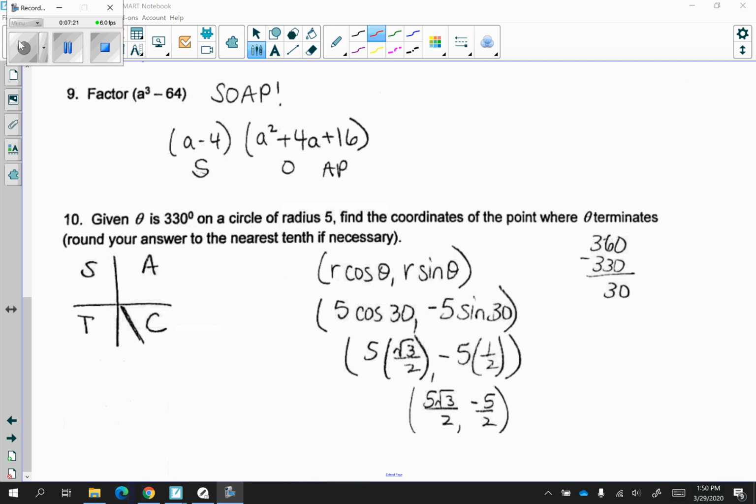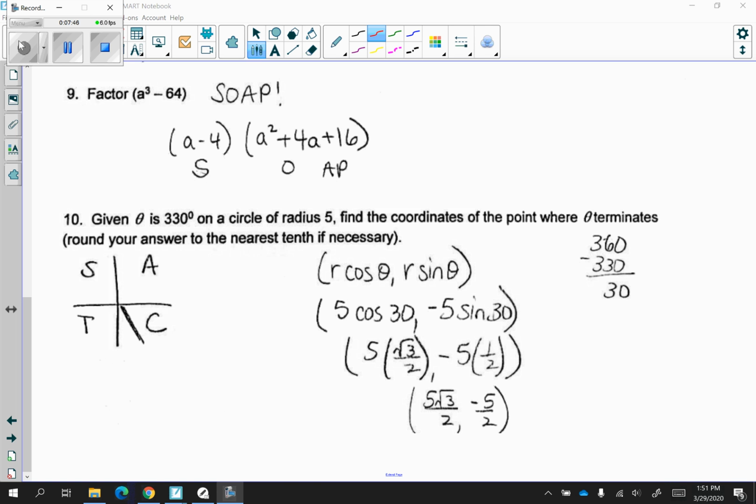Next, number 9 is a factoring question from the past. A cubed minus 64, this is a SOAP question. The cube root of a cubed is a, the cube root of 64 is 4. So a minus 4, same sign as the original, times a squared plus 4a, which is the opposite sign, and always positive, plus 16.